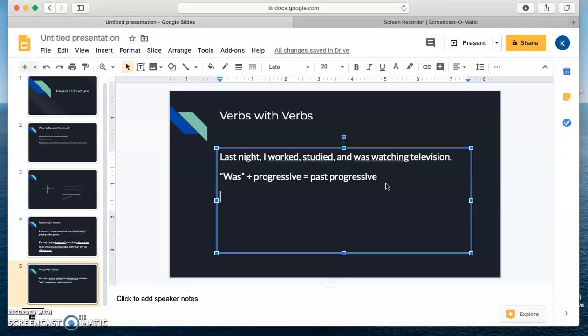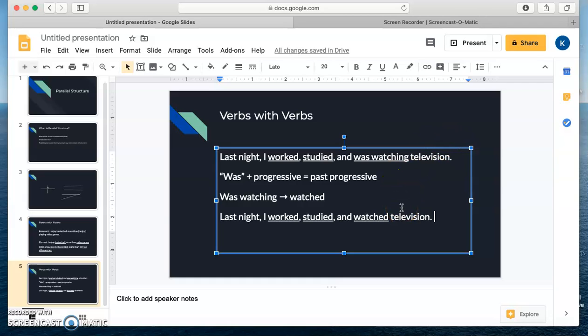If we want to turn "was watching" into a simple verb, how would we do it? Well, the word watch is a regular verb. And so to turn it into a simple past tense verb is to simply add ed to it. Therefore, we get, "Last night I worked, studied, and watched television."